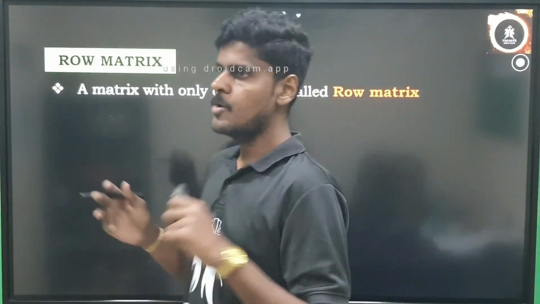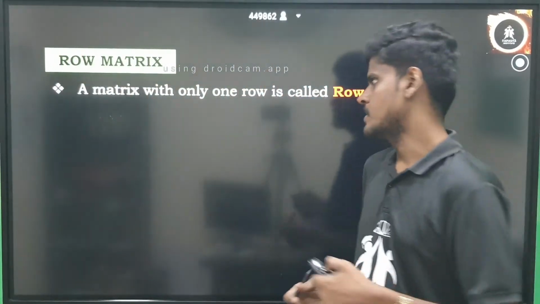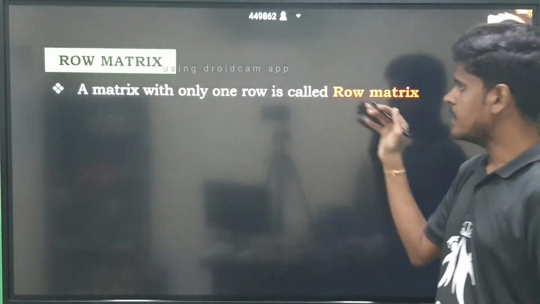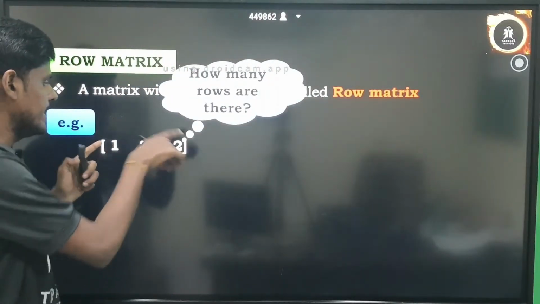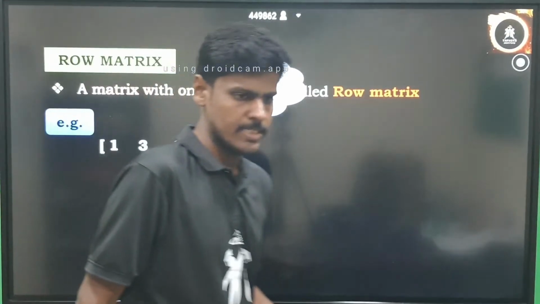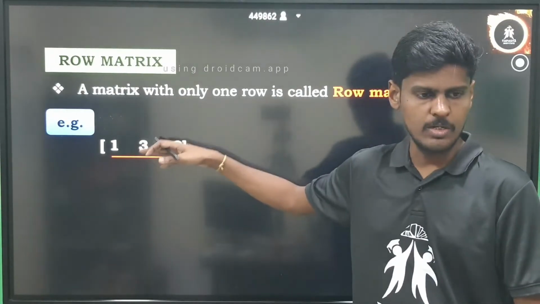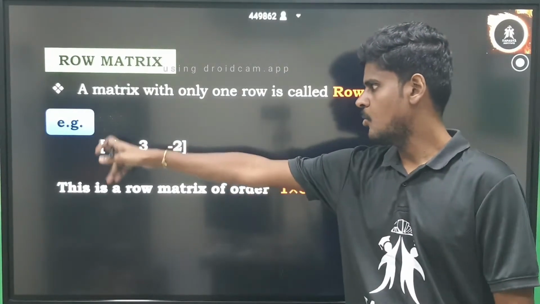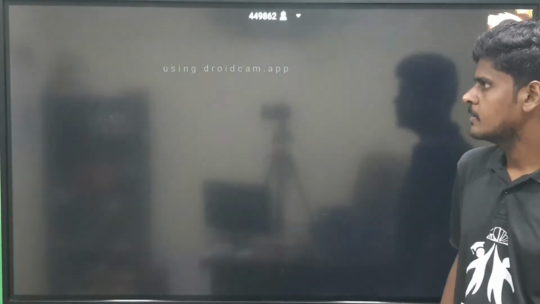Next is a row matrix. What is a row matrix? A row matrix is a matrix that has only one row. Columns can be n number of columns, any number of columns. So as long as a matrix has only one row, it is called a row matrix. For example, 1, 3, 2. This matrix has only one row, so this is a row matrix. What is the order of this matrix? 1 by 3. This is the order of the matrix.